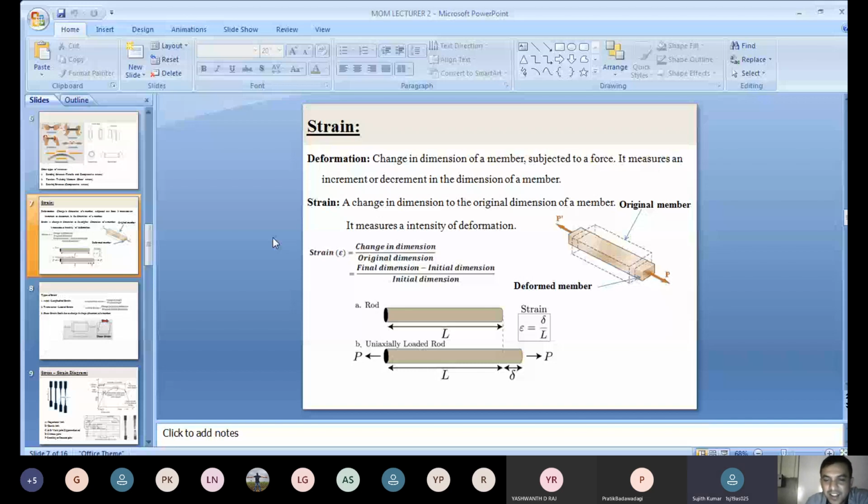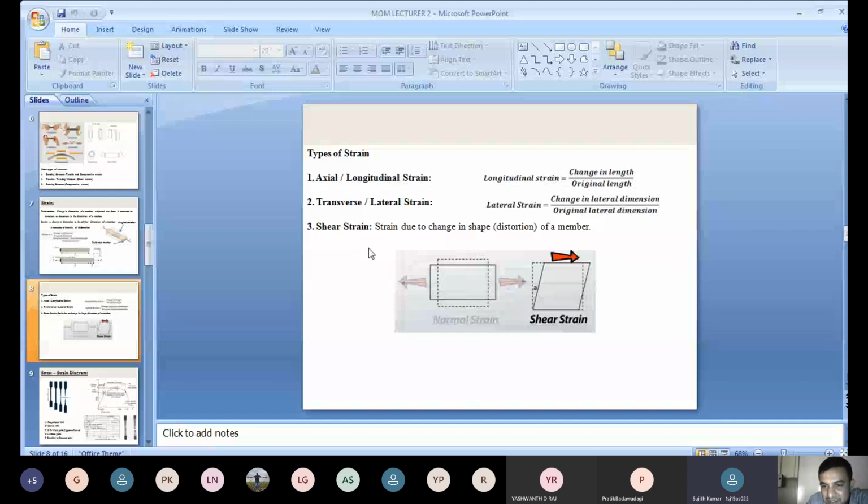Sir, even in shear stress, the dimension will change, right, sir? No, the dimension will not change. See the figure; in the next slide I will come to it. The dimension from here is the same dimension here. Only the shape will change. Shape is also a dimension, sir? Shape is related to geometry: circular, rectangular, square, pentagon, hexagon, what you study in engineering graphics. That is the shape.